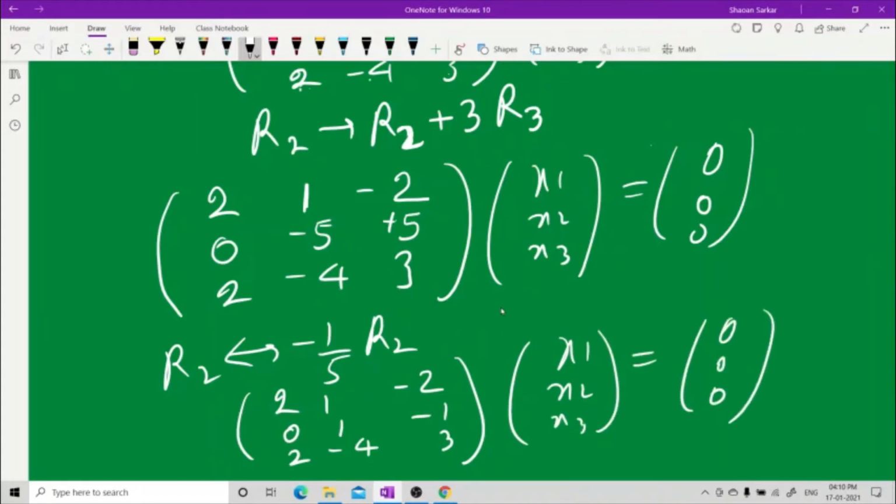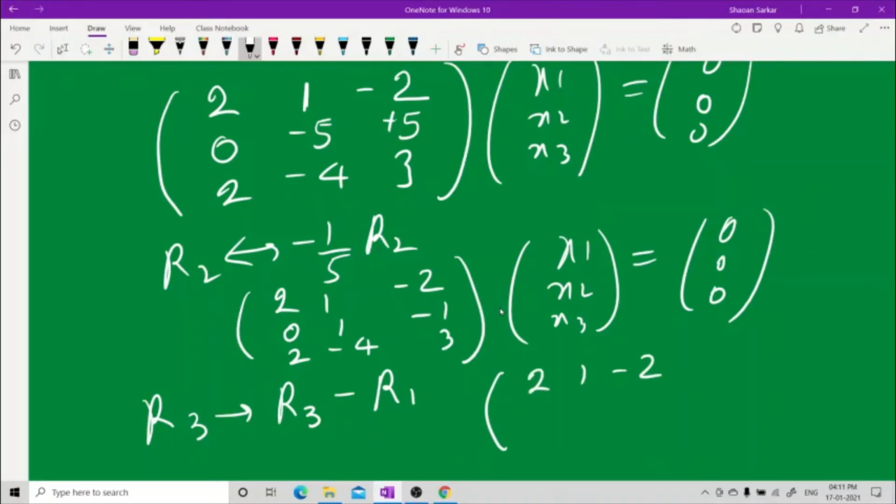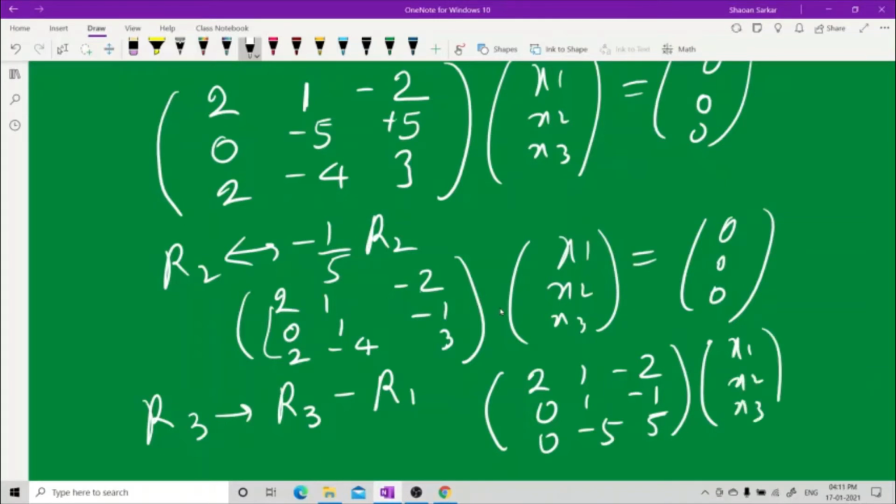Now you can make the R3 row, try to make this 0. R3 is R3 minus R1. So what you get is 2, 1 minus 2, 0, 1 minus 1, and 2 minus 2. 2 minus 2 is 0, minus 4 minus 1 is minus 5, and 3 plus 2 is again 5. Now this is your x1, x2, x3, and you have your 0, 0, 0.